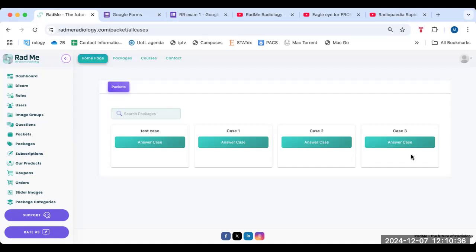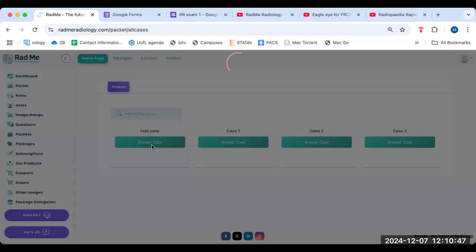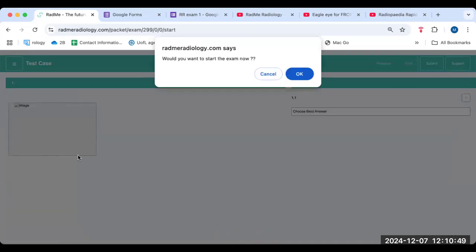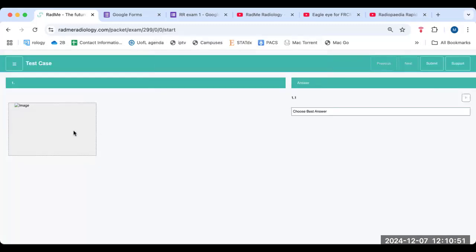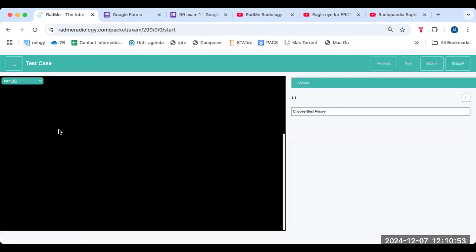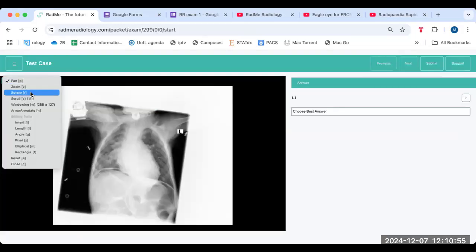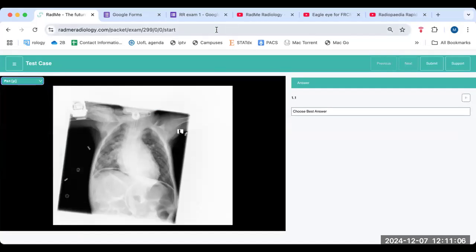Can we invert the image to look for pneumothorax or for confirmation? The invert, I don't know if the invert option is included or not. I cannot remember. I don't even know if there is an invert option in the practice platform. Cannot remember really.